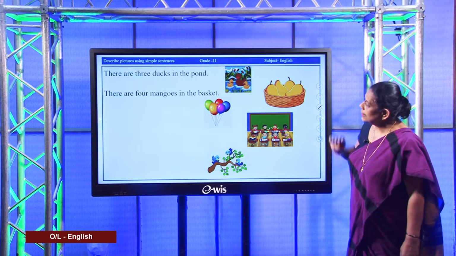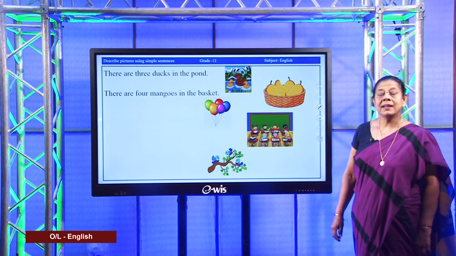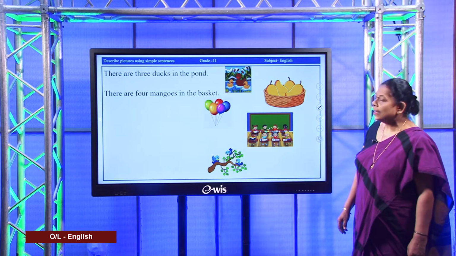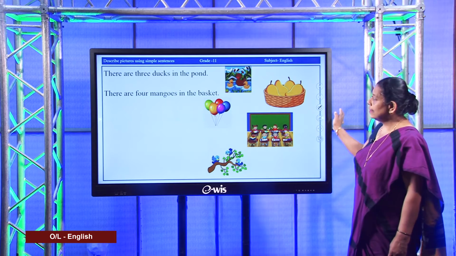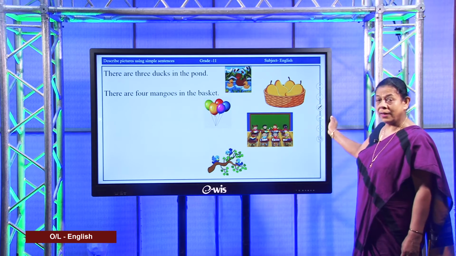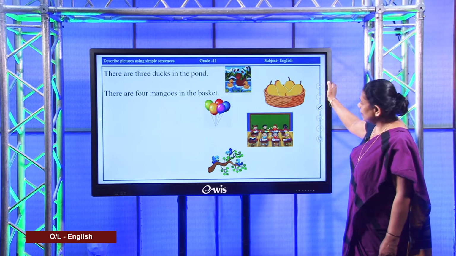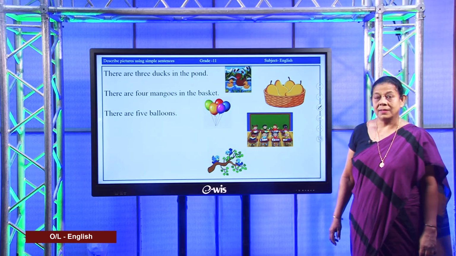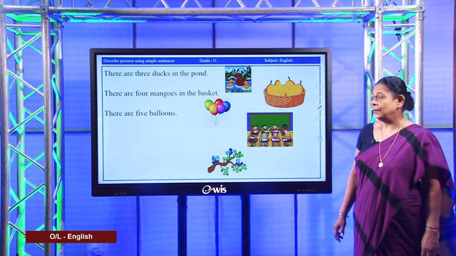In the first picture, how many ducks are there in the pond? There are 3 ducks in the pond. You can count the number. Next one. How many balloons are there? Can you count, children? 1, 2, 3, 4, 5. There are 5 balloons.